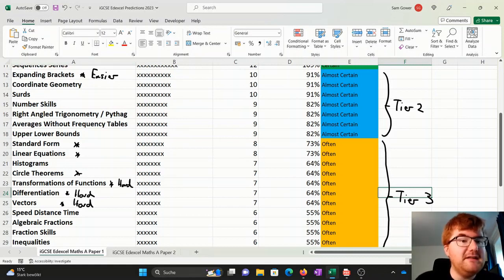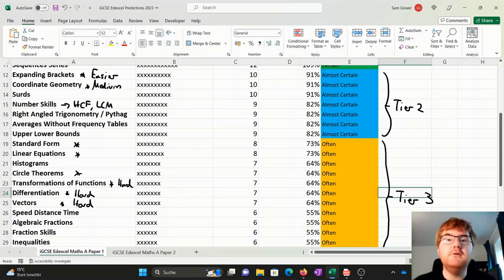Call geometry probably medium, as with surds as well. Now, number skills: if you're wondering what this topic is, it includes highest common factor and lowest common multiple, so make sure you do revise that carefully. And interestingly, averages without frequency tables. Things like a combined mean, or they give you the modes, the means, the interquartile range, and you work out what numbers there are, is very, very common on the Edexcel Mathematics A.